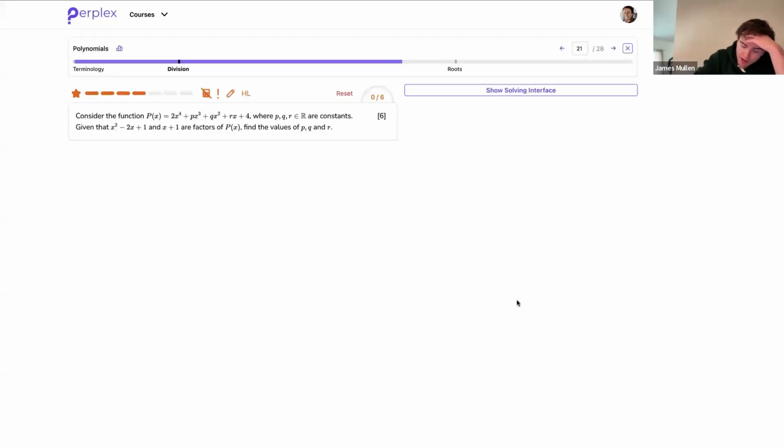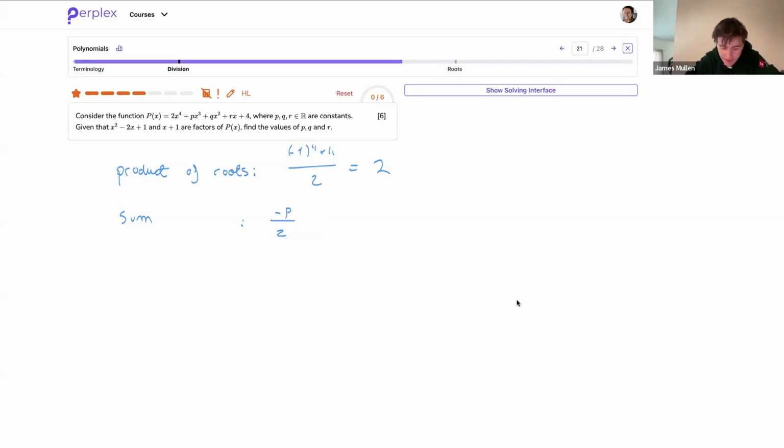So let's look at the quadratic and notice that, first of all, the product of my roots is going to be negative 1 to the power of 4 times 4 over 2, and that's just equal to 2. All right, and the sum of the roots is just going to be negative p over 2. Okay, and that's as simplified as I can get it. And now I have the factor x minus 1 squared, and I have the factor x plus 1.